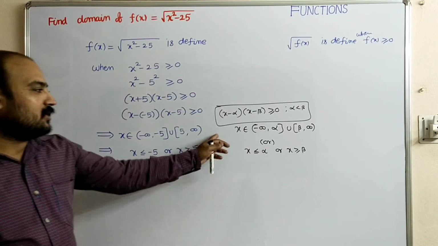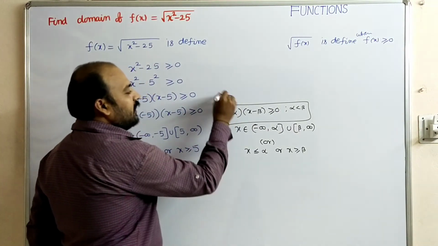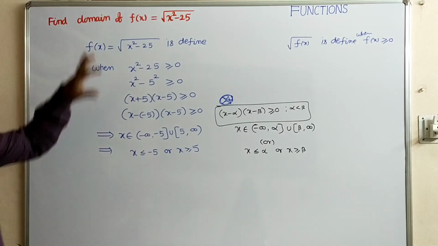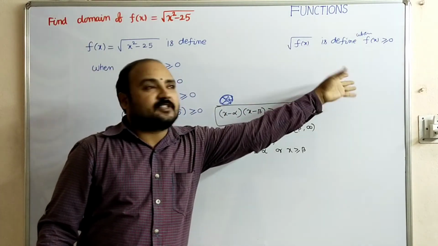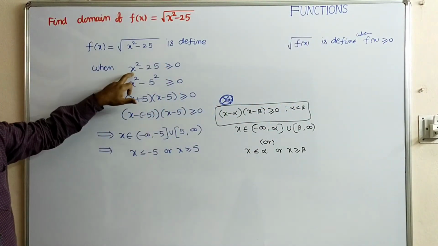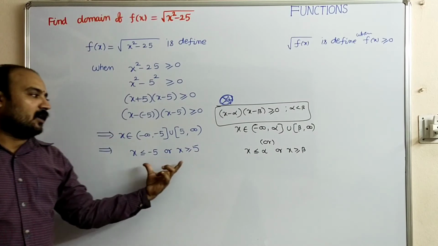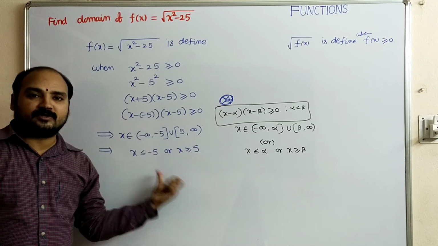You have to remember this because it is very important. We already discussed in this session. First thing, whenever you recognize it is in the form root f(x), it is defined when f(x) is greater than or equal to 0. For that only 1 mark. After that, the remaining 1 mark is for simplifying and writing the domain values.